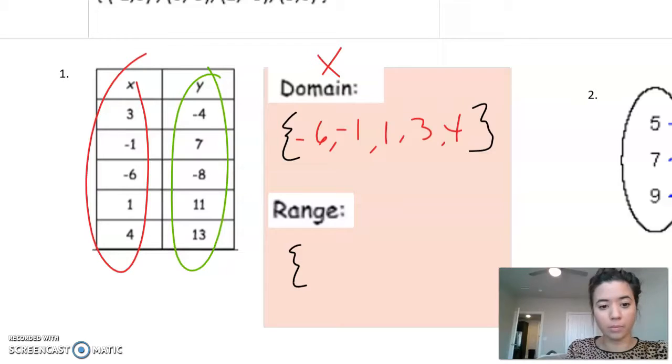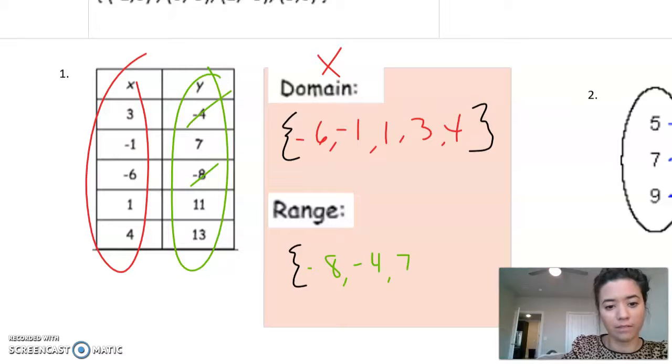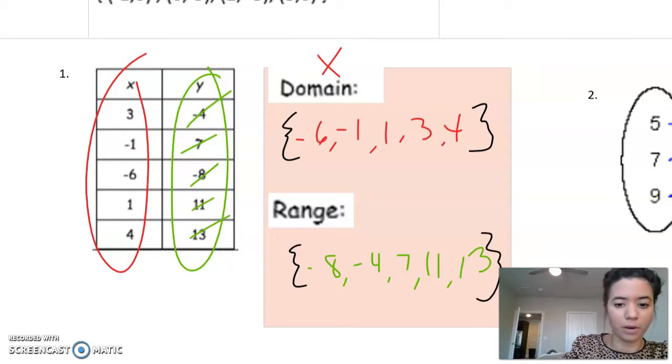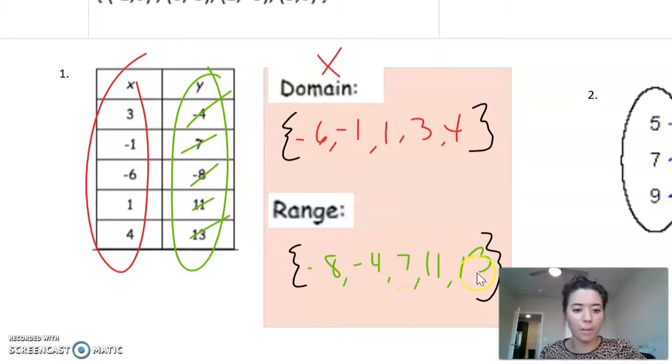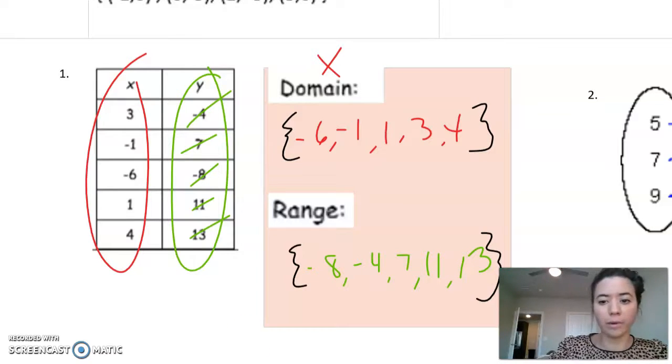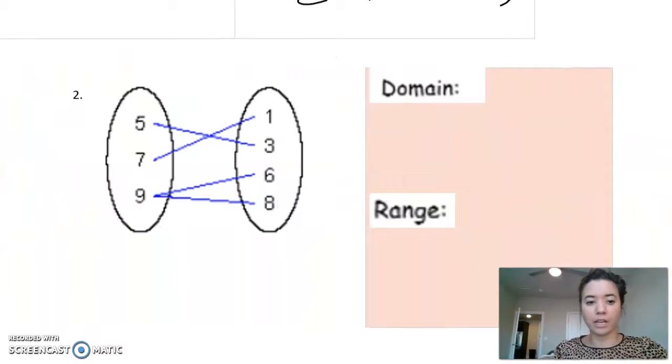Now we'll go ahead and list our y values and create the range. Again, it's all possible y values. So we have -8. I'm going to cross them off this time and see if that helps. -4, 7, 11, and then 13. Close bracket. Alright, so there are my possible x and my possible y values for the table. Now let's do the mapping diagram.